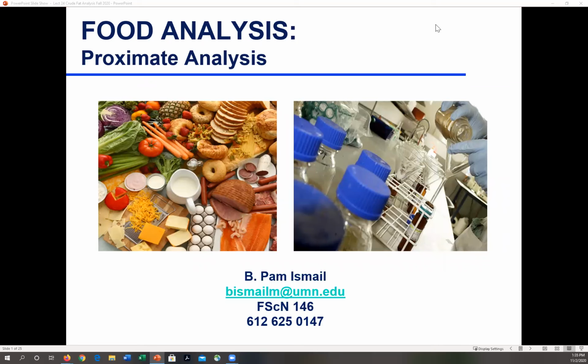So now we have done moisture, ash, and next is fat analysis.